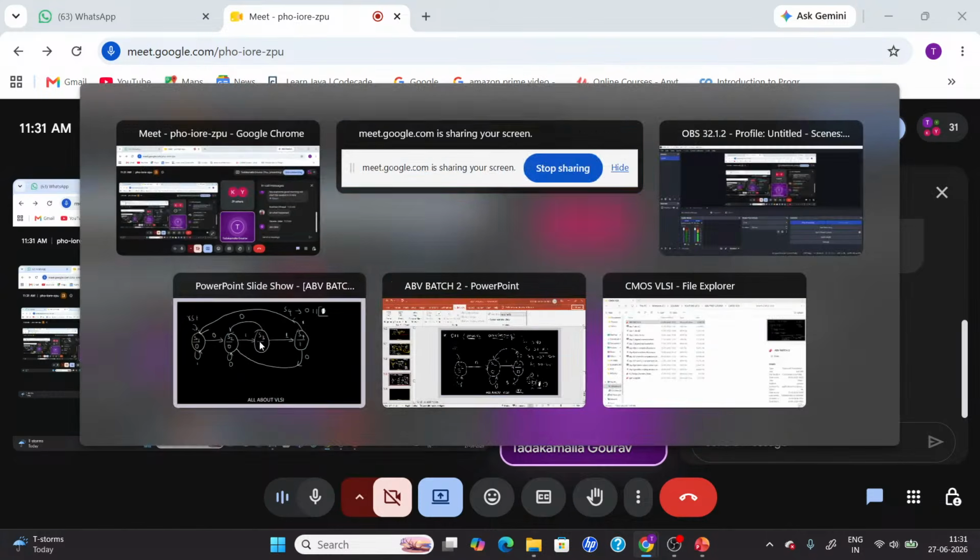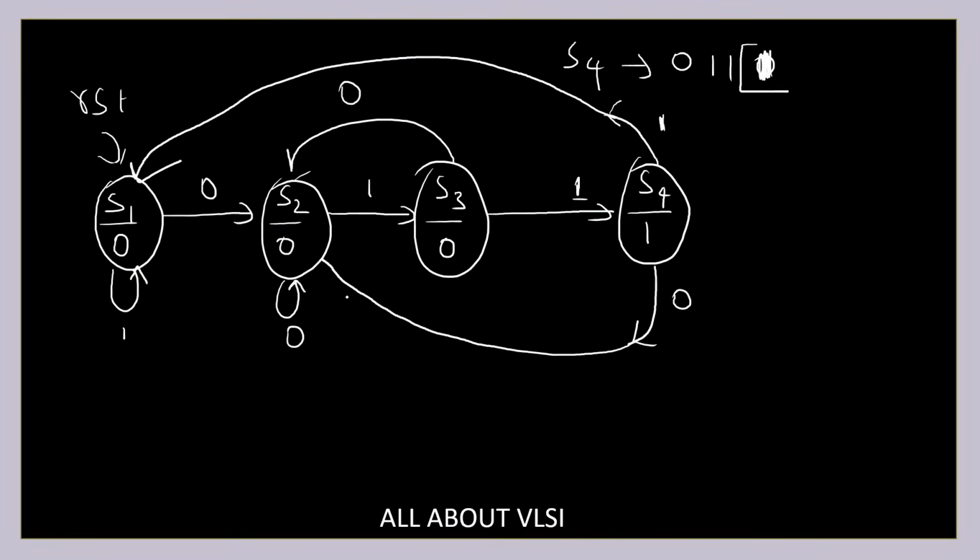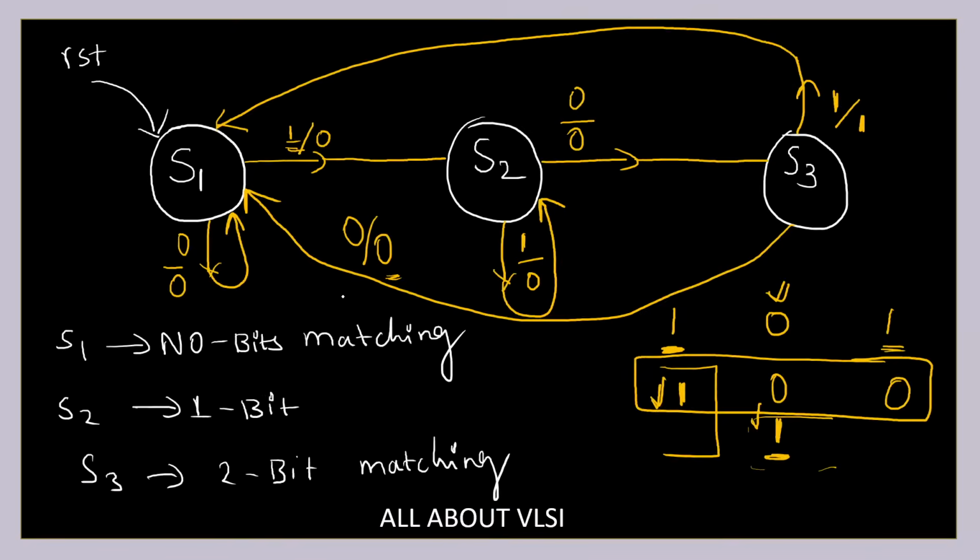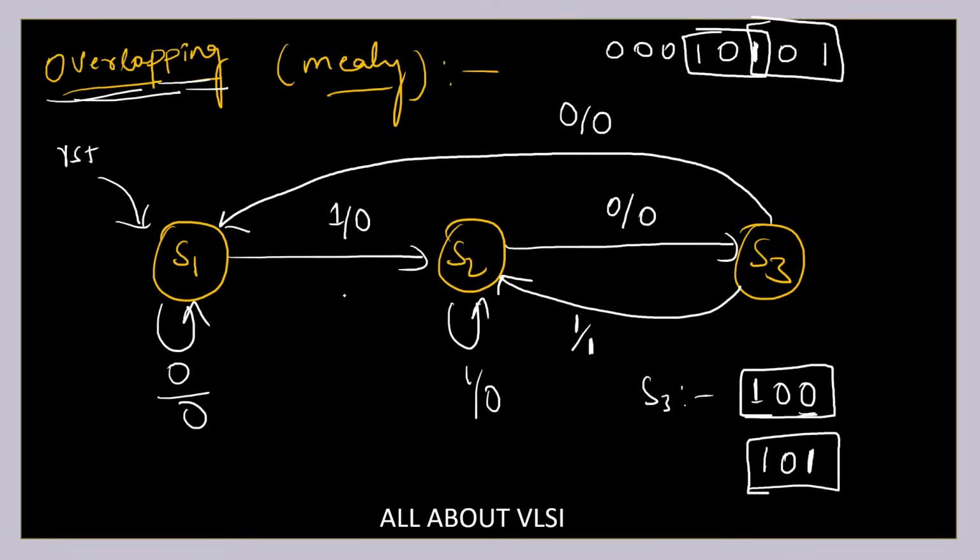Now, let's discuss one more question over here. Let's increase the difficulty. This was a very easy level of difficulty. Let's have one more question. Let's say I want to detect 1101, Moore, overlapping.